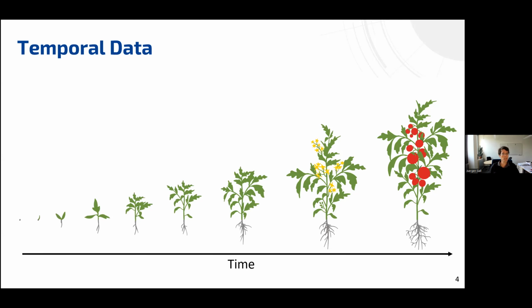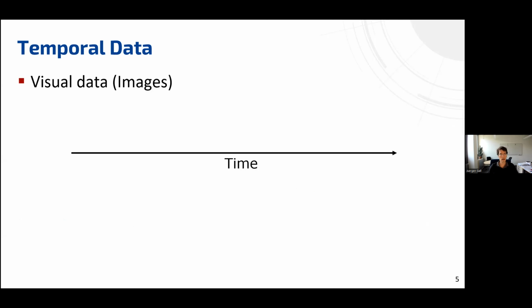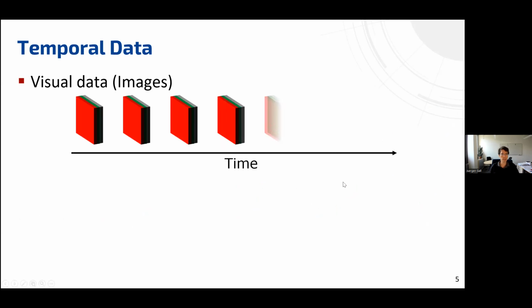Before I describe what visual data means, just think about you have a set of images which are recorded over time. Usually we assume that they're aligned, so technically each of the plants is roughly at the same location over time. And this can be RGB images, but as we see a little bit later, it can also be other types of image.